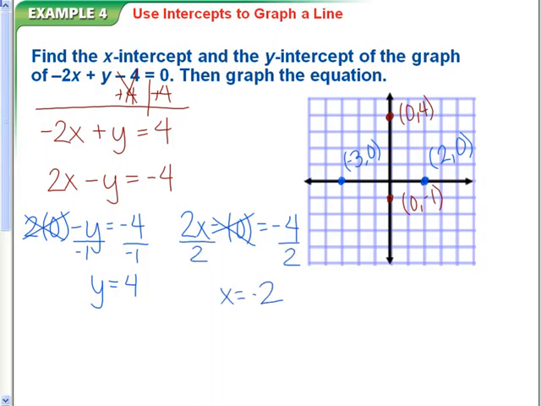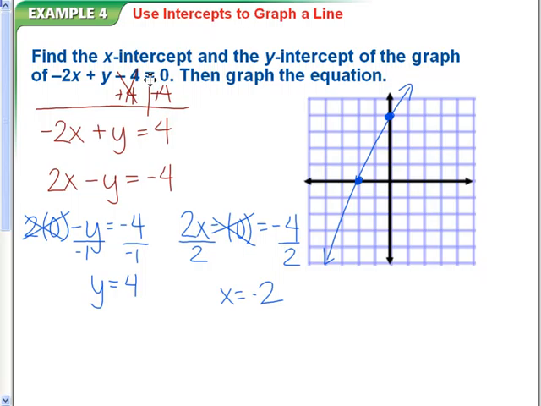And x is -2. Alright, go ahead and draw an x and y axis. And let's plot those points. So again, these are our intercepts here, 4 and -2. So on your y-axis, you need to make a point at 4. On your x-axis, you make a point at -2. And then you will connect those 2 points. And you can quickly draw a line using the x and y intercept.